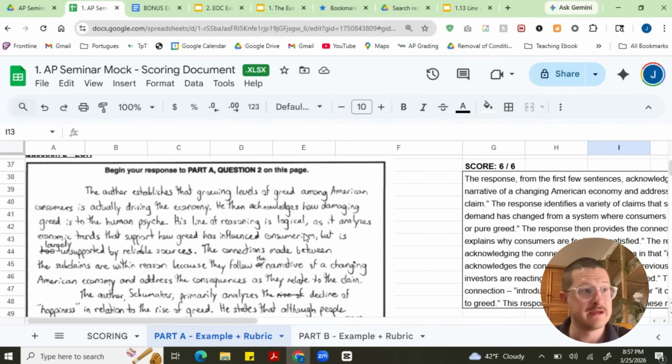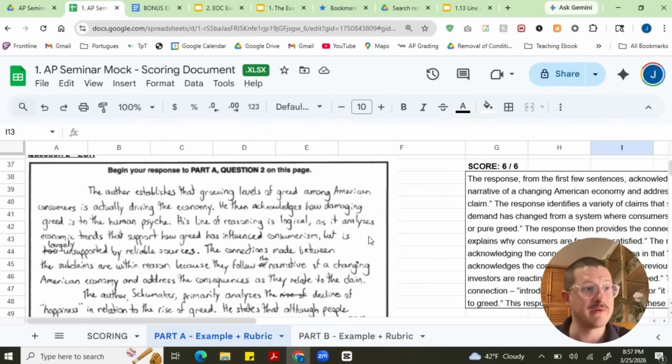Here we go. The author establishes that growing levels of greed among American consumers is actually driving the economy. There it is, the first claim. He then acknowledges how damaging greed is to the human psyche. His line of reasoning is logical as it analyzes economic trends that support how greed has influenced consumerism, that it is largely unsupported by reliable sources. Wow, he's even synthesizing from some of his evaluation. You don't need to, but they're doing it here.